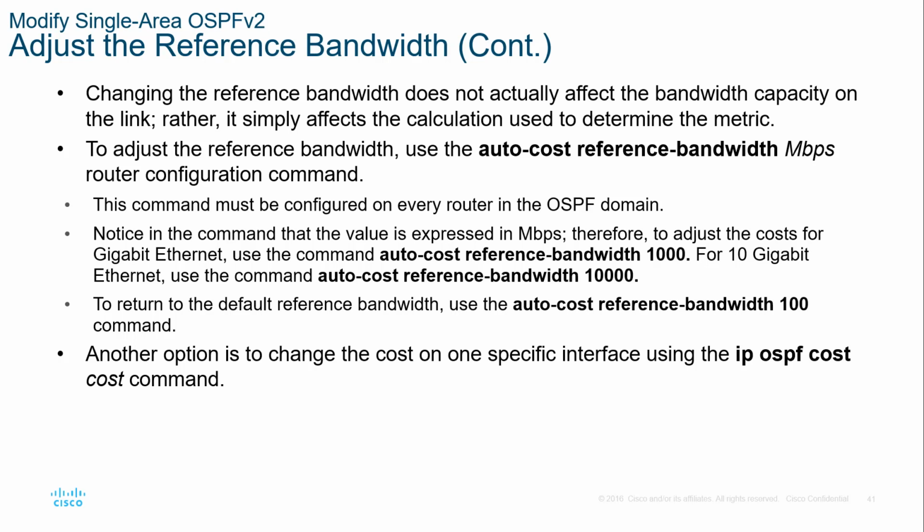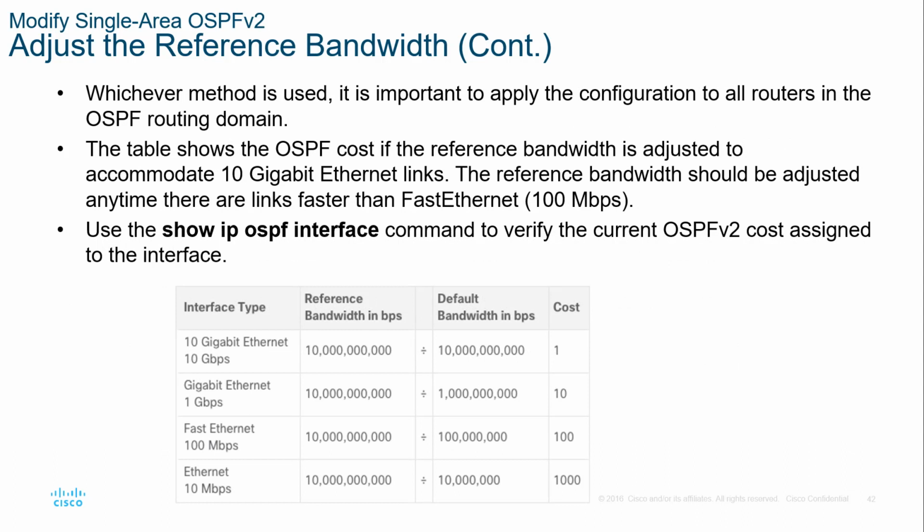So how does the reference bandwidth chart look now that we've modified it? Now when we see 10 gig, the cost would be 1, gig would be 10, and a 100 megabit would be a cost of 100. That way we have more appropriate cost values so that OSPF can use them to actually do the forwarding.